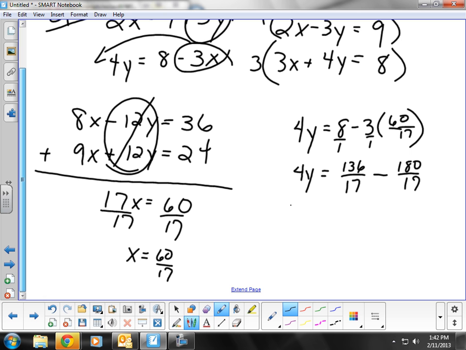All right. And so I have 4Y is equal to a negative, what is that, 44 over 17. And then I've got to divide by 4. That's the same thing as multiplying by 1/4, right? So Y gives me a negative 11 over 17.